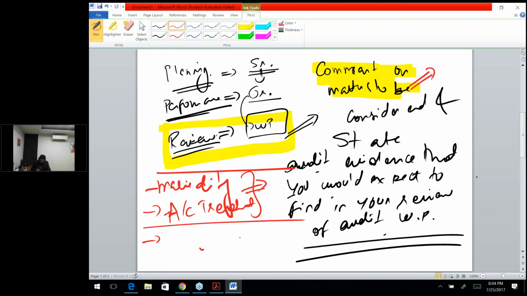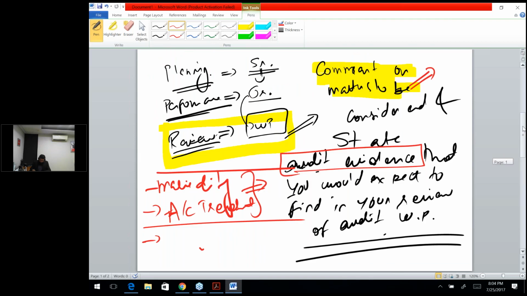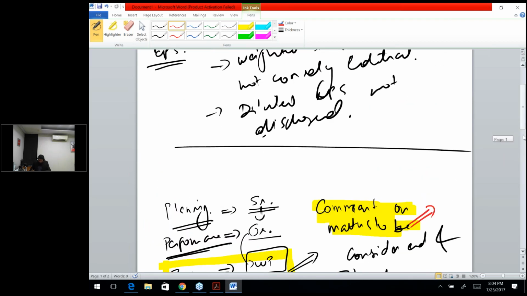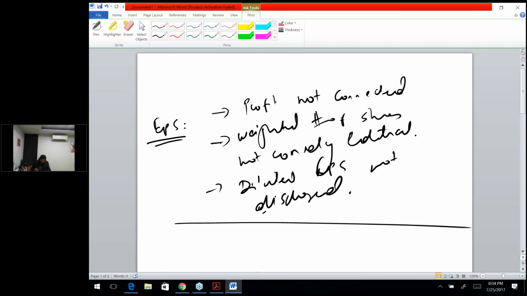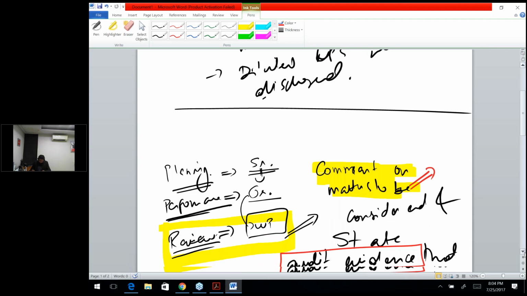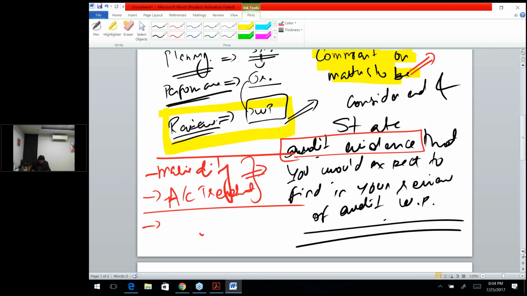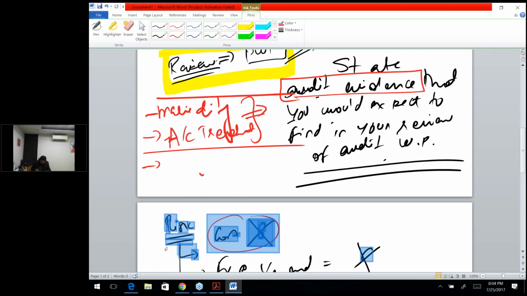So when the question says comment on the matters to be considered, you discuss materiality, whether this is a material matter or not. And the second is the accounting treatment. And the third thing that you do is when it says and state the audit evidence that you would expect to find in your review of the working papers. Now, very important area. I'm sure a lot of you would have made mistakes in this area also, because this is an area which is not well understood by the students. So let's just talk about it. We'll discuss what exactly it is and how we would deal with it.